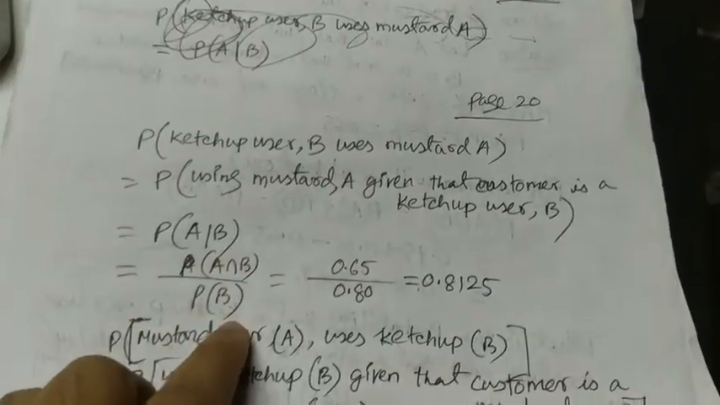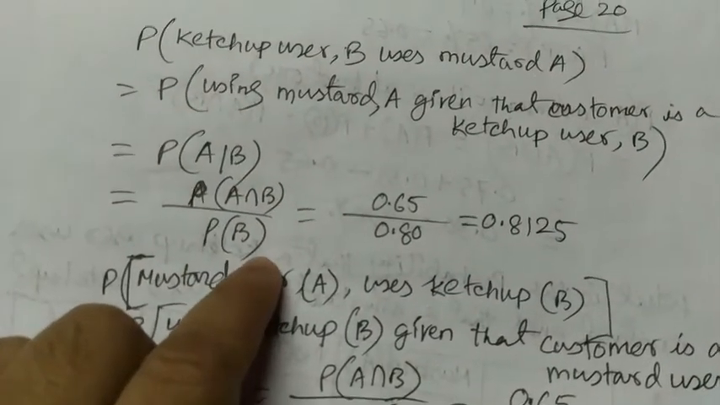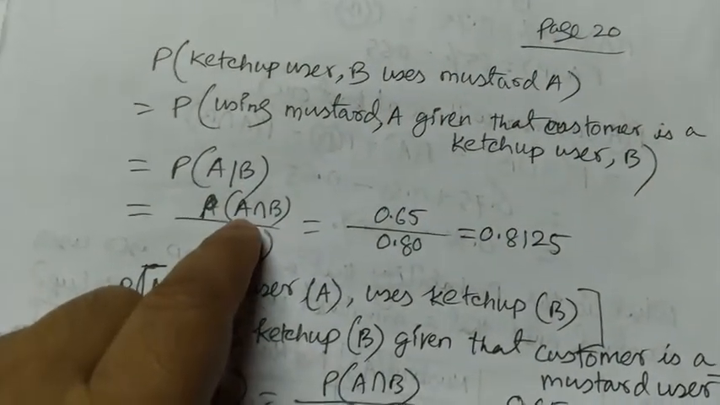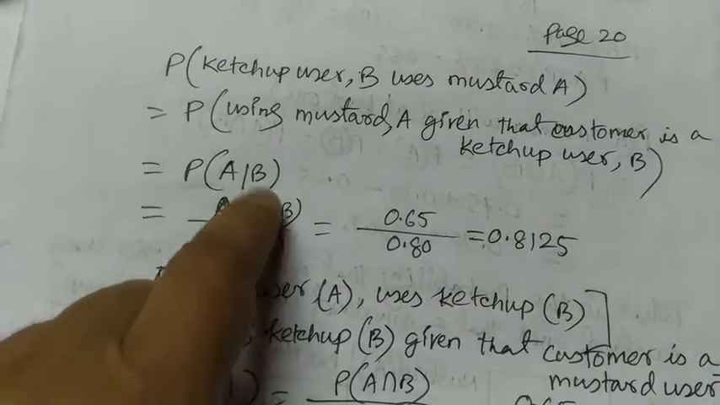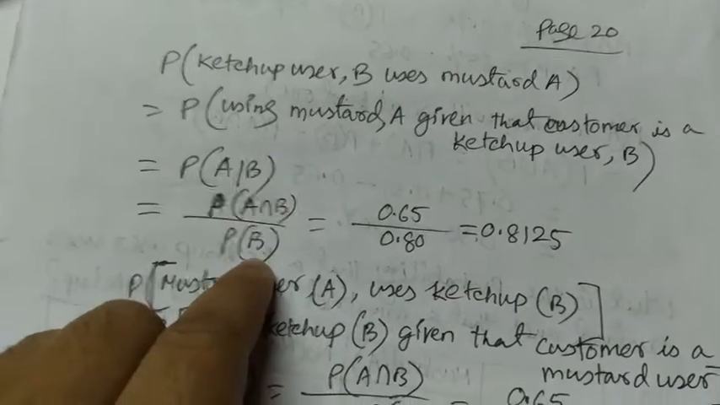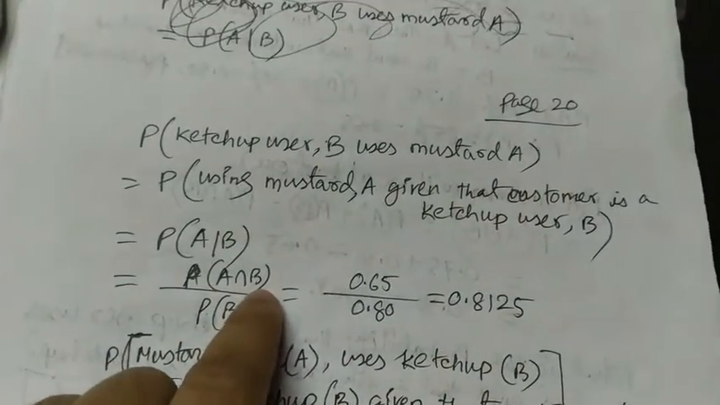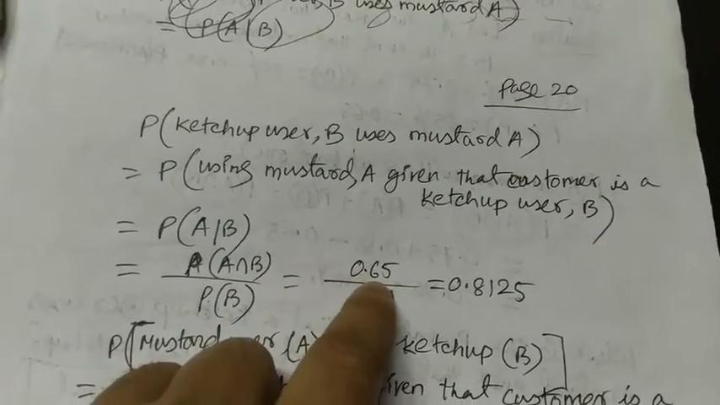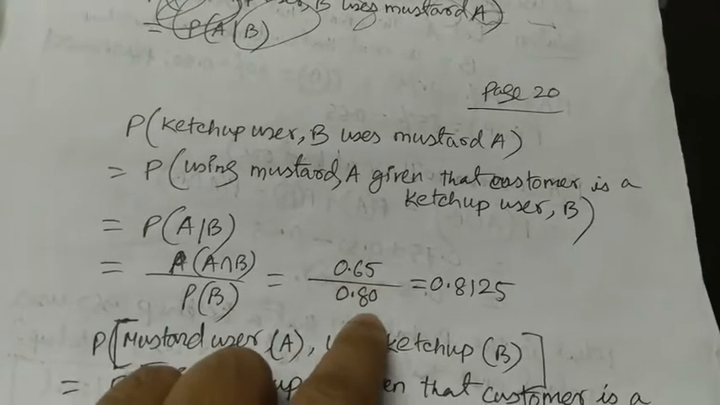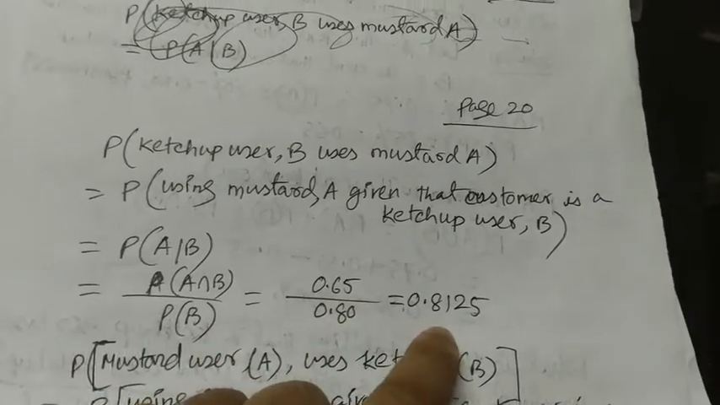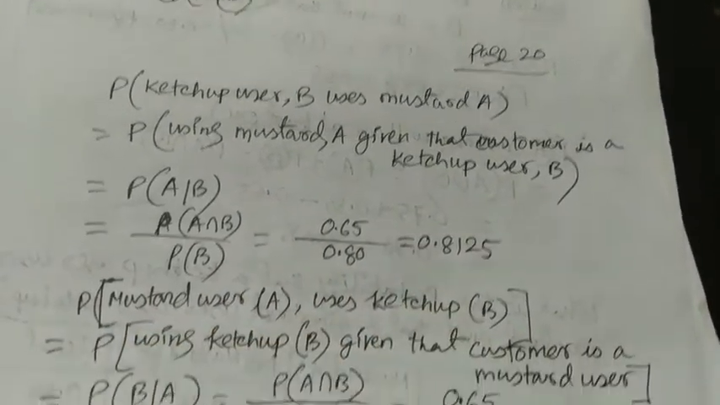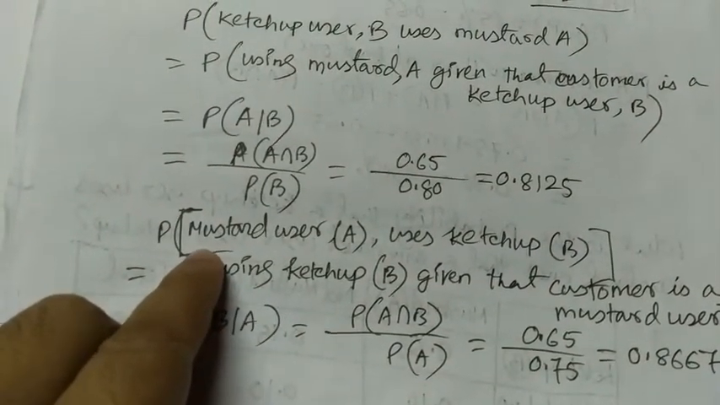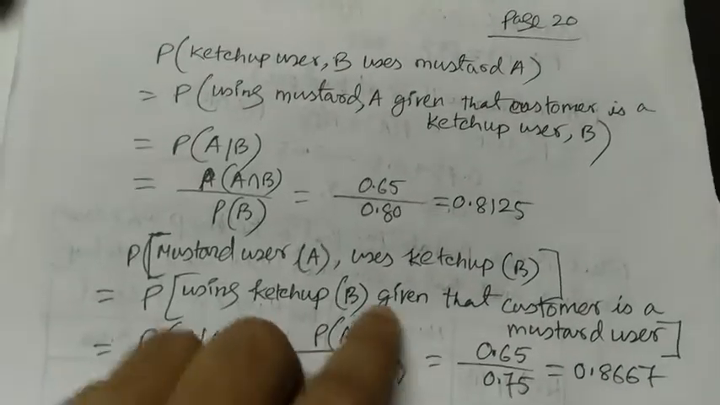As you know from the conditional probability formula, the probability of A given B is the probability of A intersection B divided by the given part, which is the probability of B. We have already got it from the question: probability of A intersection B is 0.65, probability of B is 0.80. So the answer is 0.8125.